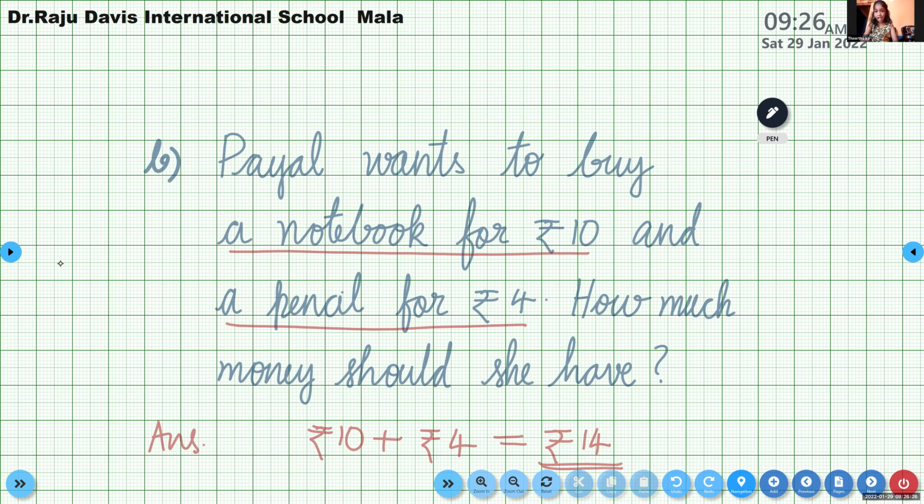Payal wants to buy a notebook for ₹10 and a pencil for ₹4. How much money should she have? That means how much money is needed to buy these two things. So ₹10 plus ₹4 is equal to ₹14.